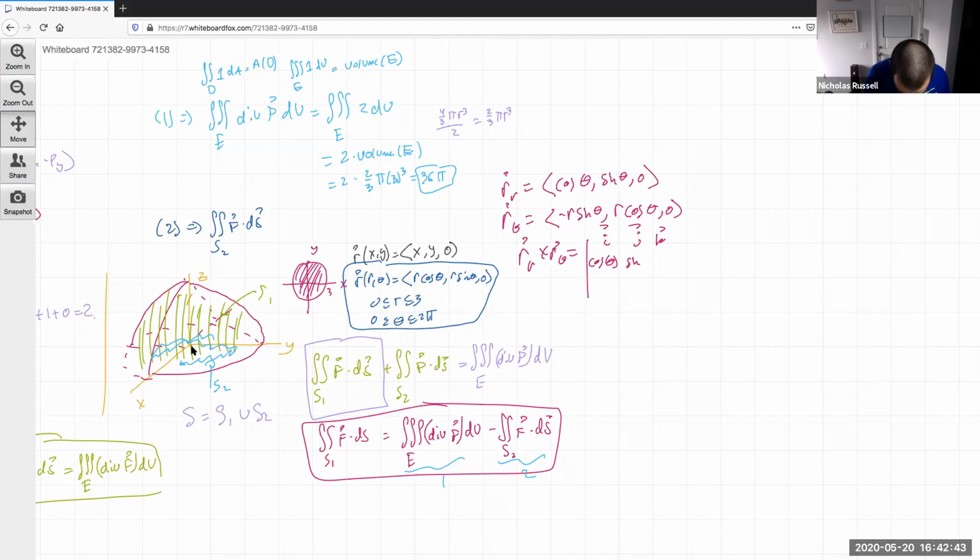Cosine of theta, sine of theta, and 0, crossed with negative sine of theta, cosine of theta, and 0. We can come up with this here. My i component is going to be 0. My j component is also going to be 0. And my k component, oh, how about that, it's going to be r cosine squared of theta plus r sine squared of theta. So I hope you'd agree this is 0, 0, r.